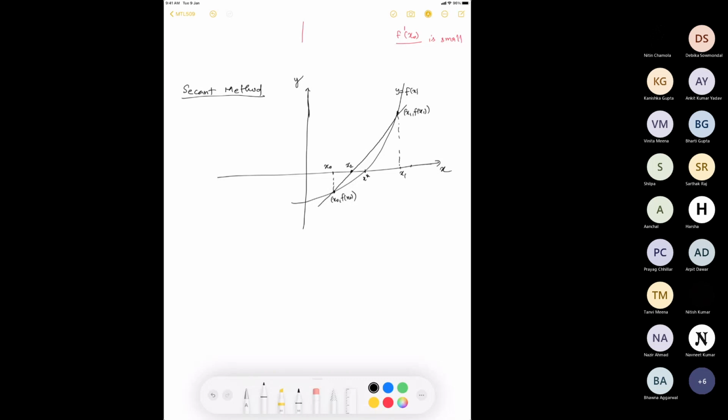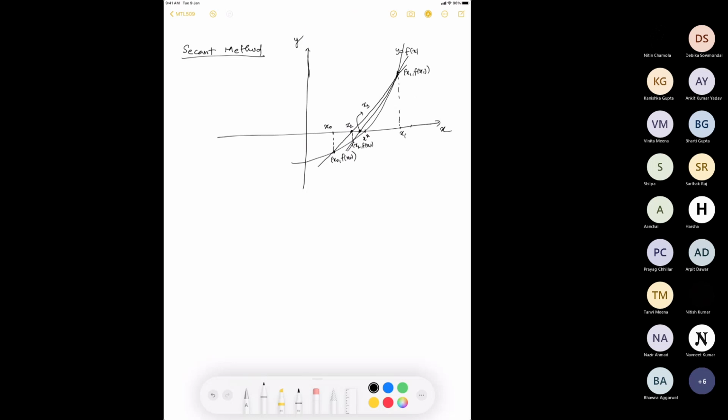Since I have already taken x0 and x1, this is going to be x2. Next I will consider the point (x2, f(x2)), and I already have (x1, f(x1)), and I'll take a secant line passing through these two points. The root of this secant line is going to be my next iterate, x3. This is how I generate the sequence of iterates, and we will write the final expression of that. You can verify that.